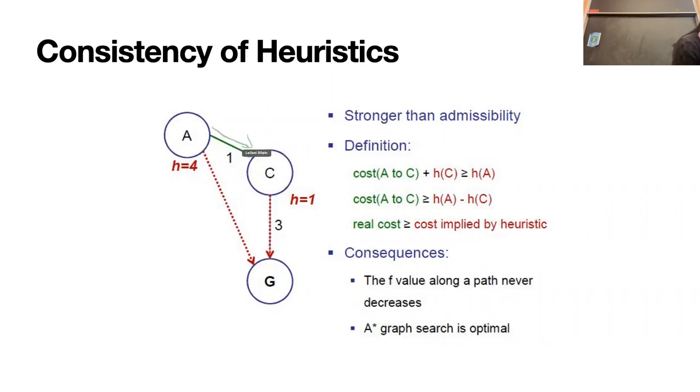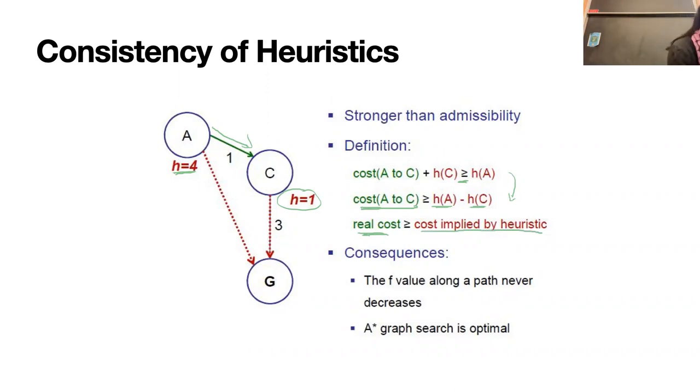Plus the heuristic at C is always going to be greater than or equal to the heuristic at A. Another way to say that is you can bring the C over to the other side, and say that the cost of going from A to C is greater than or equal to the difference of the heuristic at A and C. What this is basically saying is that the real cost of going from A to C is greater than or equal to the cost implied by the heuristic.